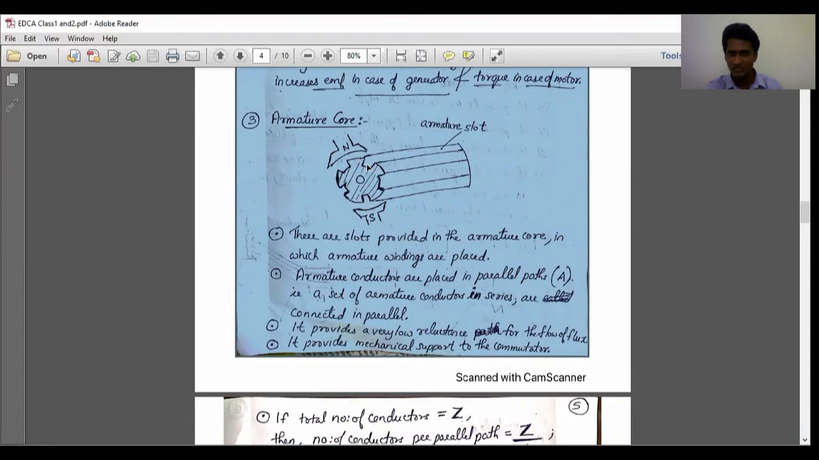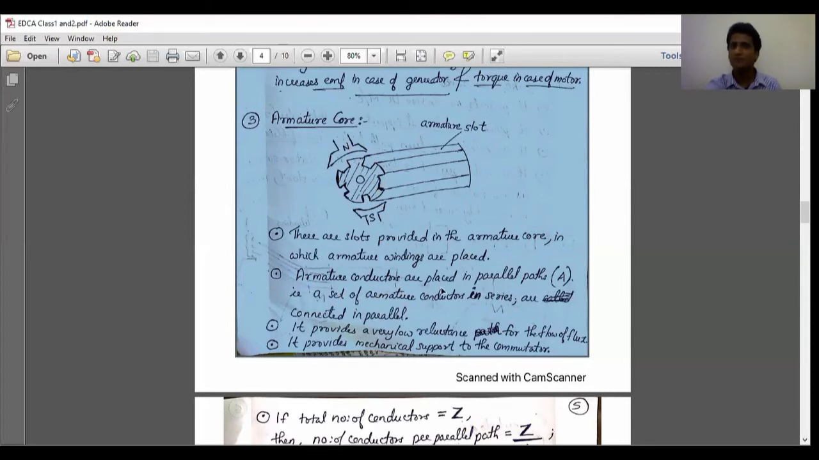Here are the slots. If I look from the front end, the front view is just this shape, and actually it has a length of this much, and this entire slot is there. We keep the armature winding in this slot, and there is a north pole and a south pole. This armature will be rotating in between the north and south poles. Clear? There are slots provided in the armature core in which armature windings are placed.